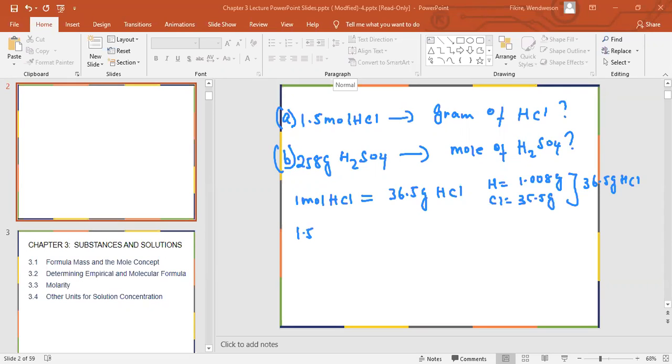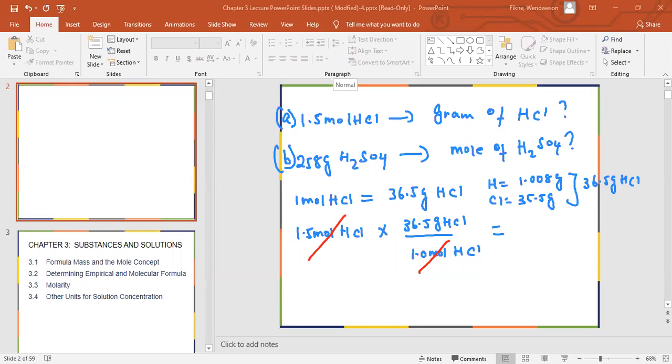So 1.5 moles of HCl, you multiply this by, always, if you want to change moles to grams, the gram has to be on the top. Always the desired unit has to be on the top, that's a key part when you do conversion. So 36.5 grams of HCl over 1.0 mole of HCl. You do the calculation, the unwanted unit will cancel out, and you multiply 1.5 by 36.5, and you get the answer that way.